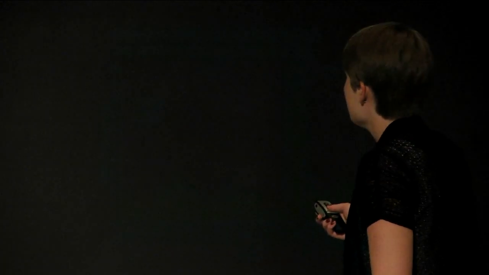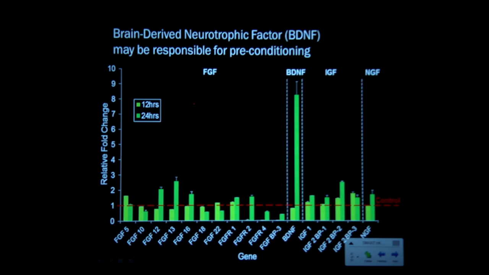But I was particularly interested in one group of them called the growth factors. And the reason I was interested in these genes is because they've been previously shown to have a protective effect in the brain. Now, there are several family members of growth factors. That's not really important. But what I will say is that one of these growth factors really stood out to me, brain-derived neurotrophic factor, BDNF.